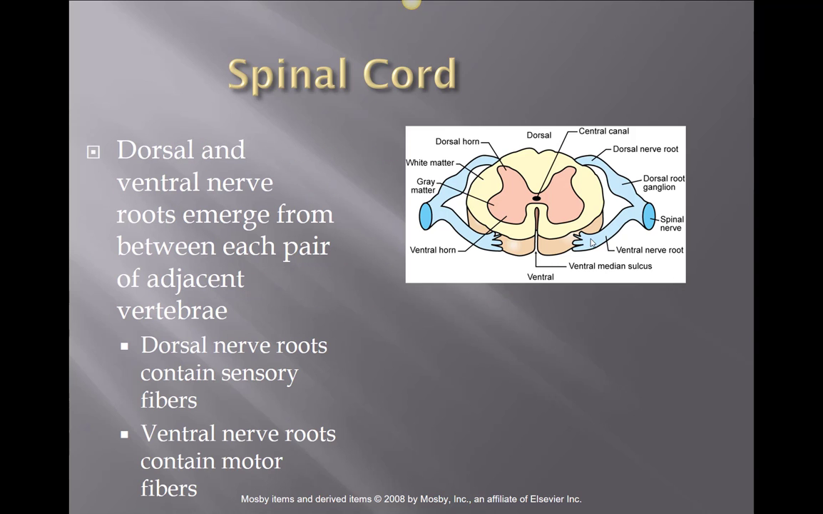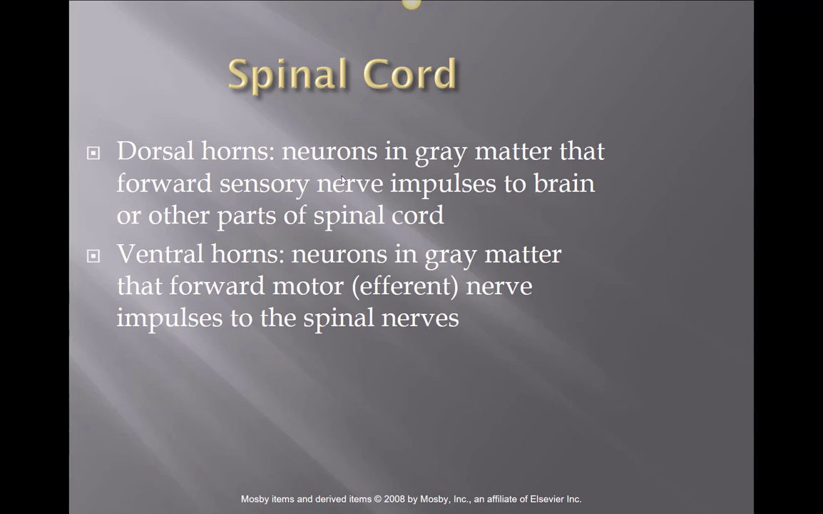So if you ever have any type of injury down here to the ventral horns and the ventral nerve root, then we're going to actually be affecting motors. So you might be able to feel something, but you might not be able to move those muscles to do something about it. So the dorsal is always going to be bringing impulses in, afferent. The ventral is always going to be sending information out for motor or efferent.